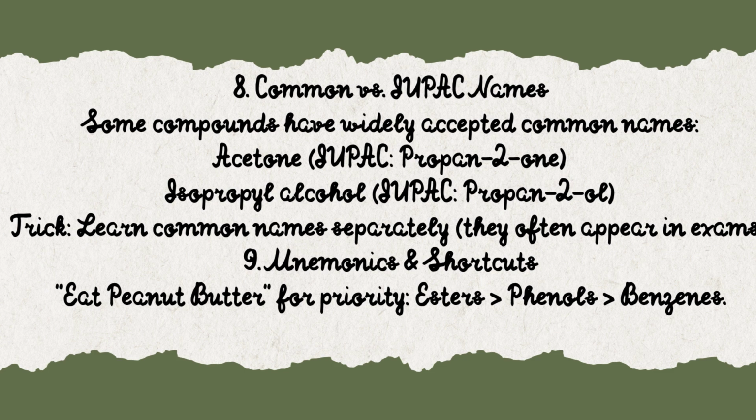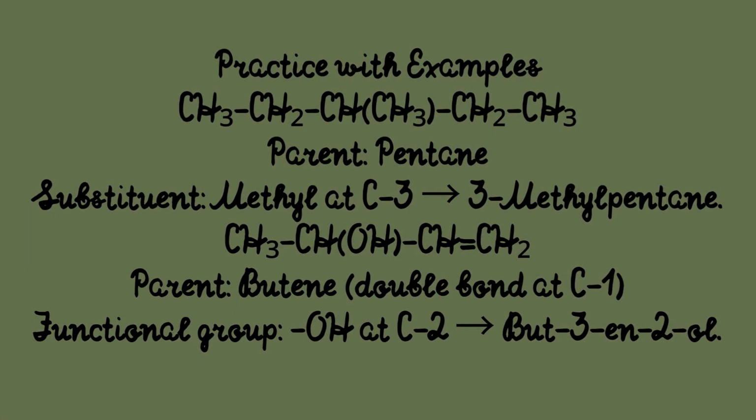Some compounds have widely accepted common names, for example acetone, as its IUPAC name is propan-2-one, but its common name is acetone. So you have to learn these names because they can appear in the exam. Next is the mnemonic and shortcut. You can also make some mnemonics to remember the priority. For example, eat peanut butter. This is the mnemonic for the priority order of ester, phenol and benzene. So this is practice with examples. You can practice from these examples.